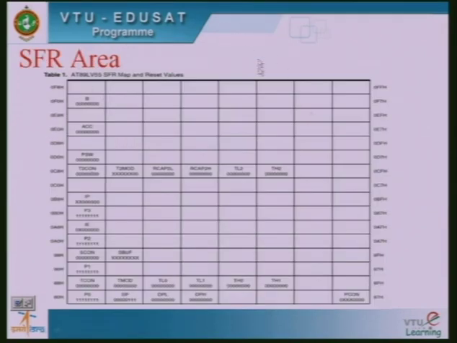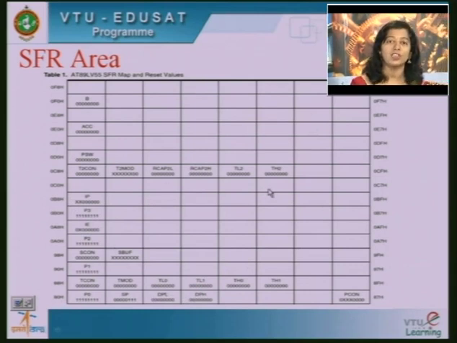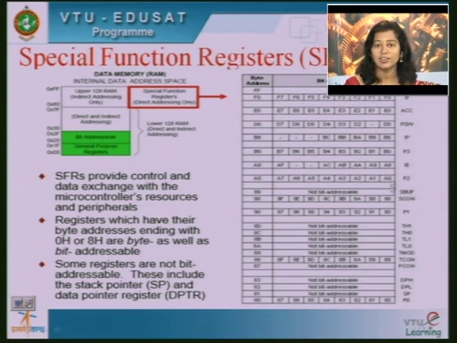Next, the upper 128 bytes, as I told you, are shared with the SFR or special function register area. There are around 25 well-defined special function registers. The remaining area is kept free. You have the accumulator, the B register, the program status word, the timer control, serial control, interrupt priority, and multiple other registers. Totally around 25 registers are in the special function register area. This area is shown again here, and all the special function registers are mentioned on the right hand side.